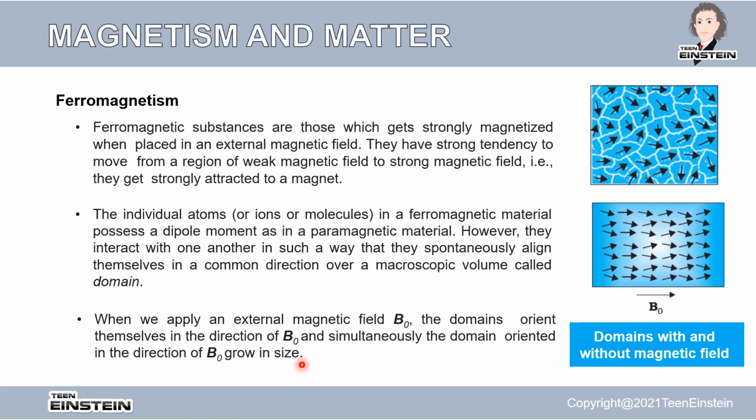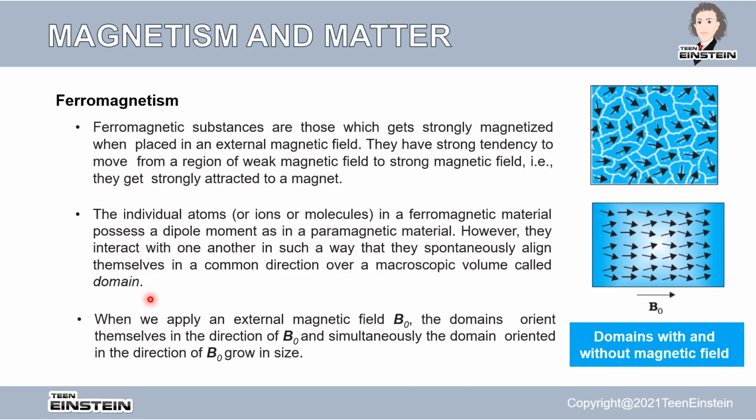Okay, now let's look at ferromagnetism. So unlike the paramagnetic materials, the ferromagnetic substances are those which get strongly magnetized when placed in an external magnetic field. They have a strong tendency to move from a region of weak magnetic field to strong magnetic field. They get strongly attracted to a magnet. So the materials which get strongly attracted to a magnet generally are ferromagnetic materials.